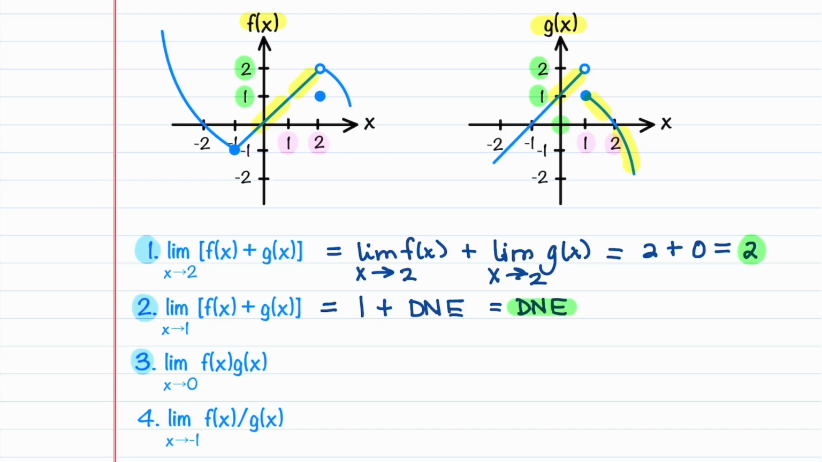Let's look at number 3. We are going to be focusing for this one on 0. Let's put a pink dot at 0 so we can know where we're looking. For the function on the left, we are going to be approaching 0 from the left and the right, and that's going to equal 0. And then for g of x, we're also going to be approaching from the left and the right. Here's the left, there's the right, and we're going to get 1. So we have 0 times 1, which is 0.